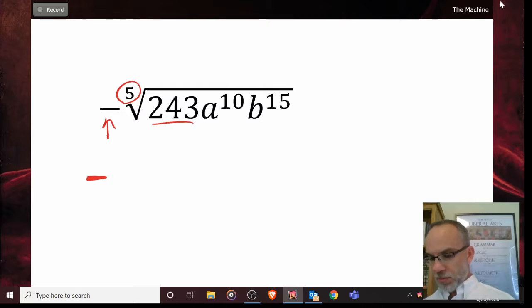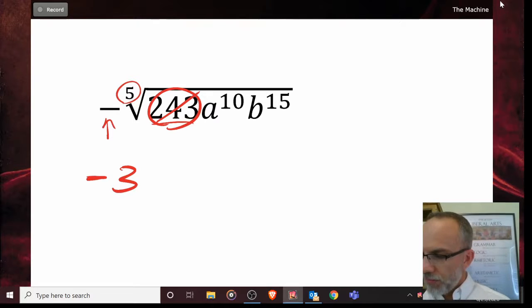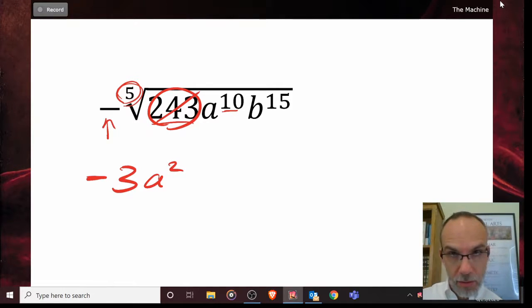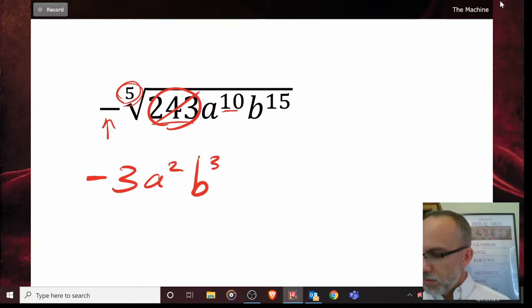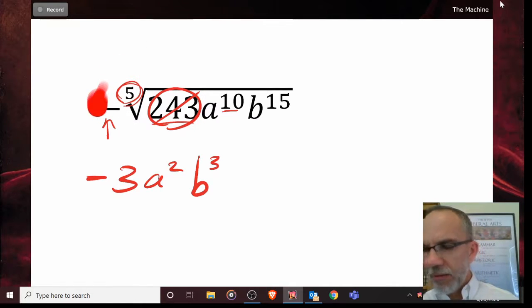Let's see here. 3 times 3 times 3. I'll do it like that. 3. 3 to the 5th. 243. It's 3. So this comes out as a 3. Okay. A to the 10th. The 5th root of that. A squared. B to the 15th, b cubed. Now, do I need to put absolute value bars around any of this? No. Because if I have an odd index, I don't need to worry about avoiding a negative answer. Because an answer can be negative. That's fine. Okay. So I think that about wraps it up.